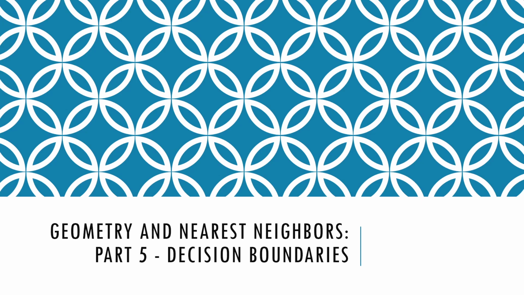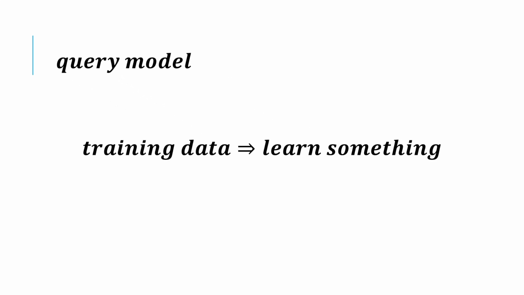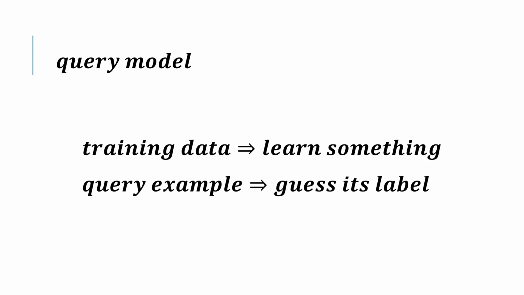Hi, in this video we are going to discuss decision boundaries. The standard way that we've been thinking about learning algorithms until now is in the query model. Based on training data, we learn something, and then using that learned model, when we're given a query example or a test point, we guess its label.